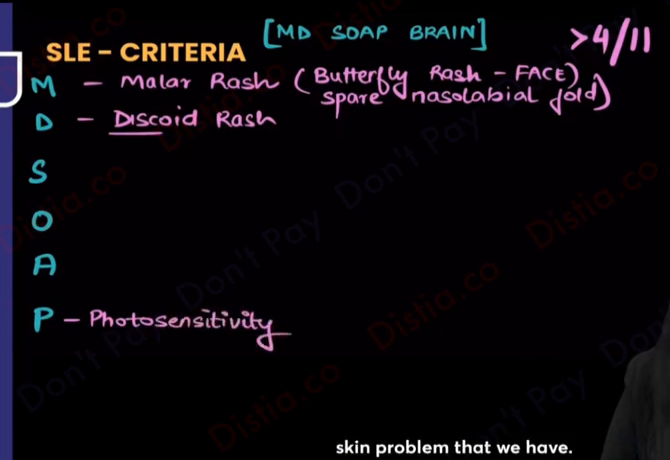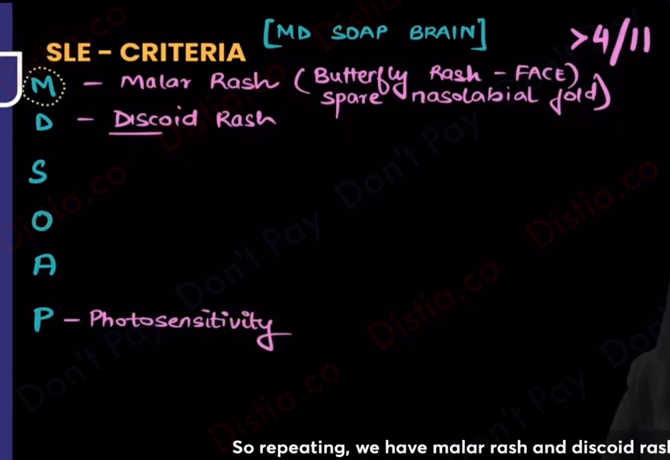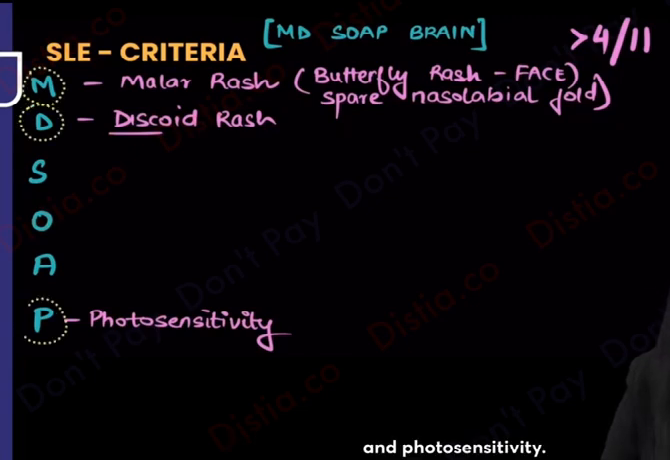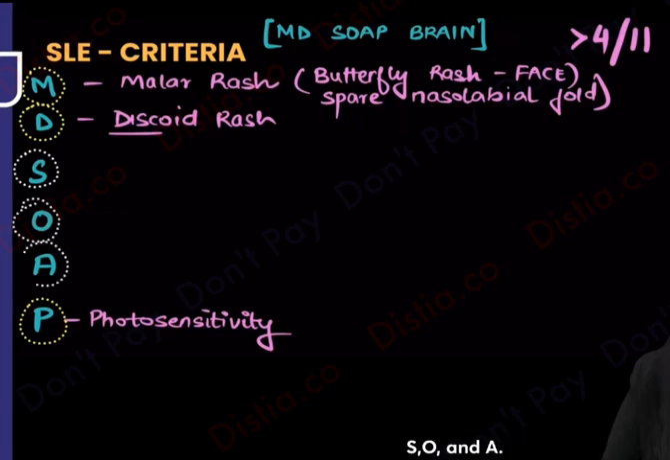Photosensitivity is the next skin problem that we have. So repeating, we have malar rash and discoid rash and photosensitivity. These are three skin related problems, because now what I'm going to tell you next are two inflammation related problems, S, O and A.